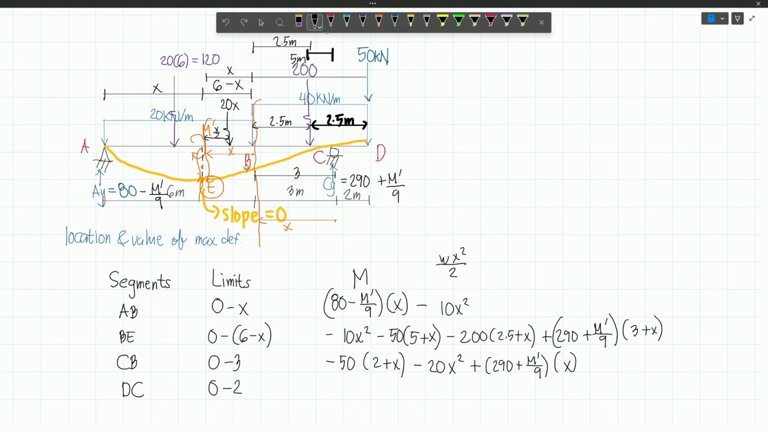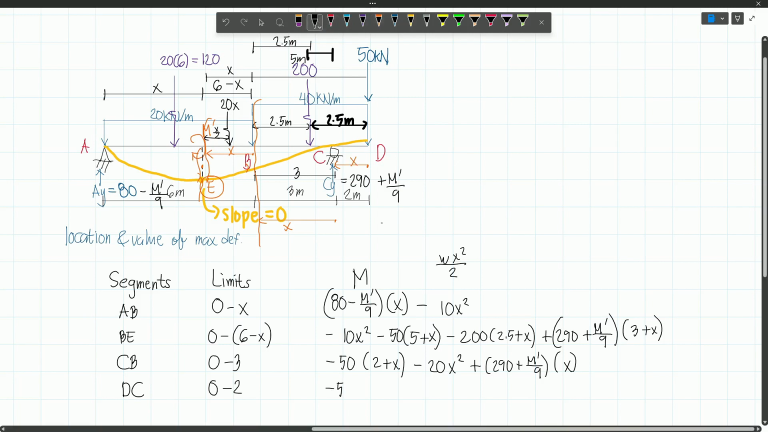And then for segment DC, we will be considering this origin from here patungo dito. Now this will be x, and so our moment will be negative 50 times x for this concentrated load, and then minus 20x squared for this one.